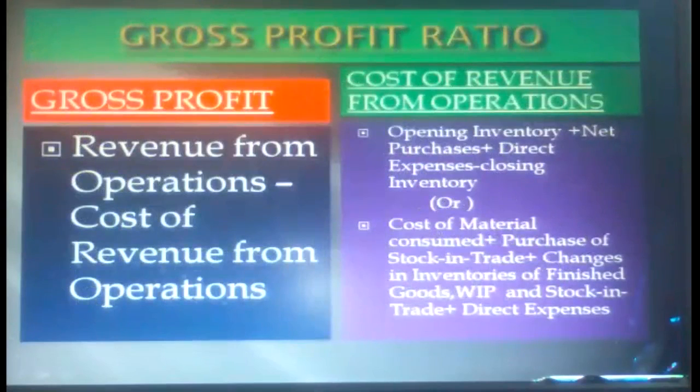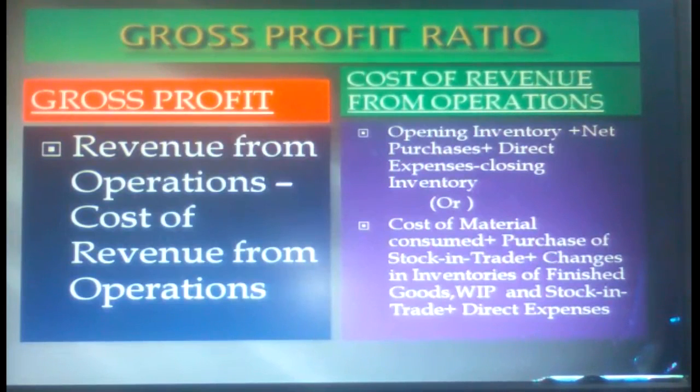Here, how to calculate gross profit? What is the meaning of gross profit here? You can say revenue from operations minus cost of revenue from operations. That's how you will get gross profit easily. What is the meaning of cost of revenue from operations? Nothing but our opening inventory plus net purchases. What is the meaning of net purchases? Purchases minus purchase return. Then you want to add direct expenses, then subtract closing inventory. Whatever inventory you have, you have to exclude spare parts and tools.